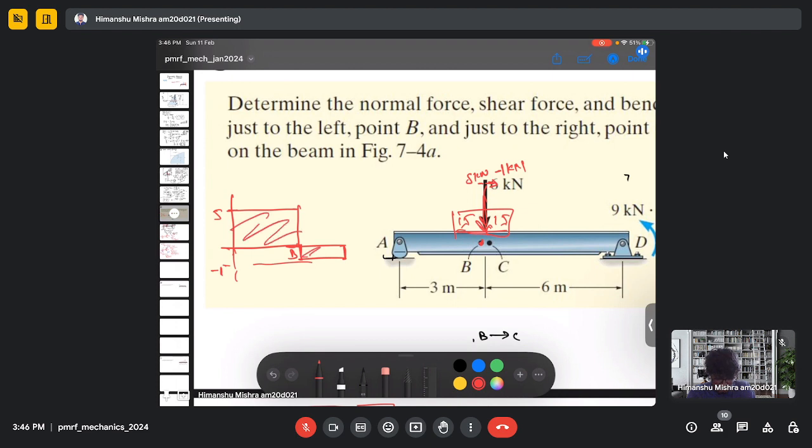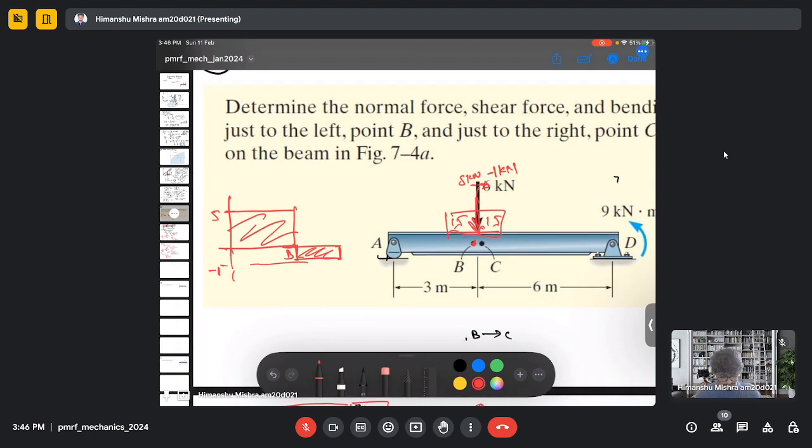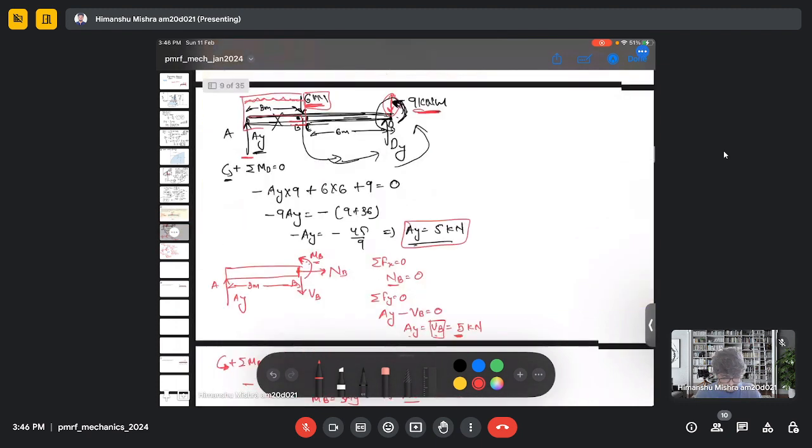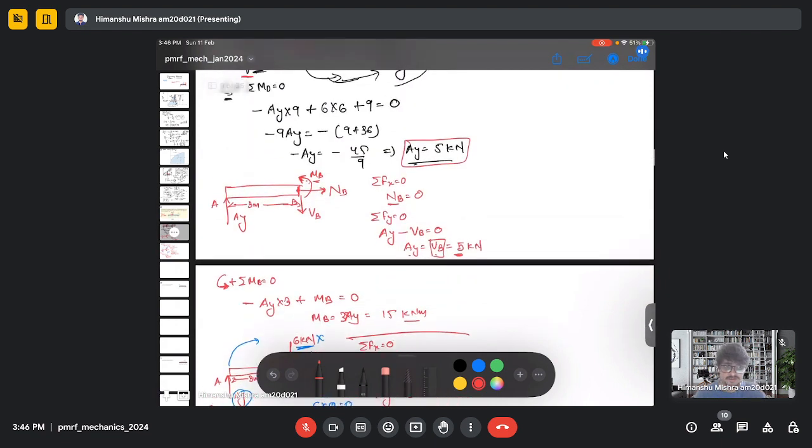So this is my shear force diagram, and the bending moment remains the same. It doesn't change at all in the case of our problem, where we have only point force. So any doubt in this one?